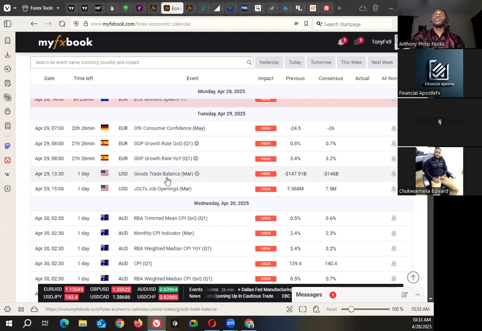Then we have the goods trade balance, which has to do with total imports minus total exports within the United States of America, for the New York session at 1:13 West African time.